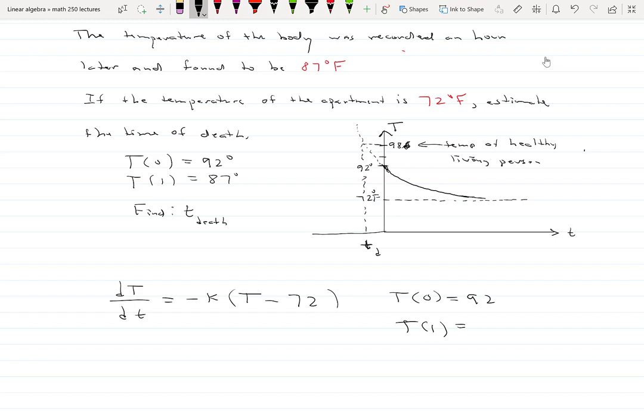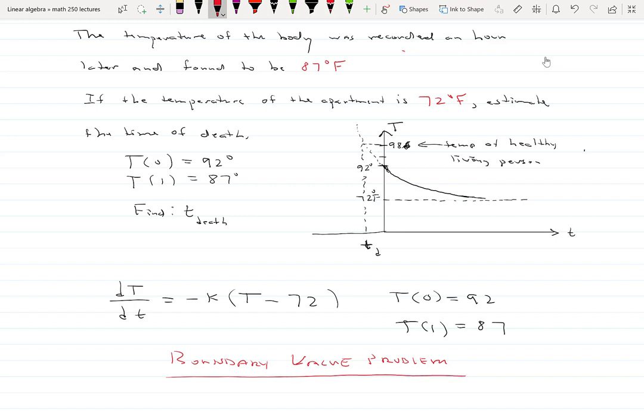This is not an initial value problem, by the way. An initial value problem has a differential equation and one initial condition. This kind of problem is called a boundary value problem. They are much more difficult to solve.